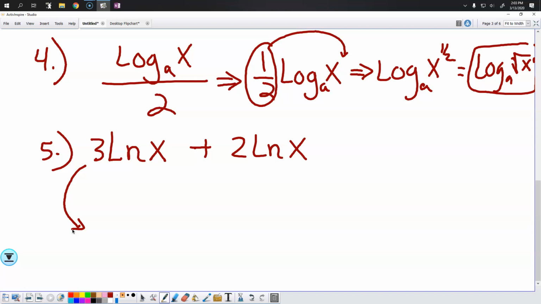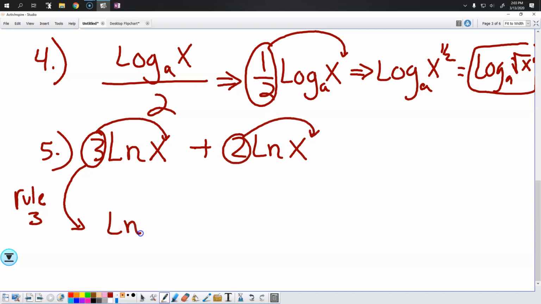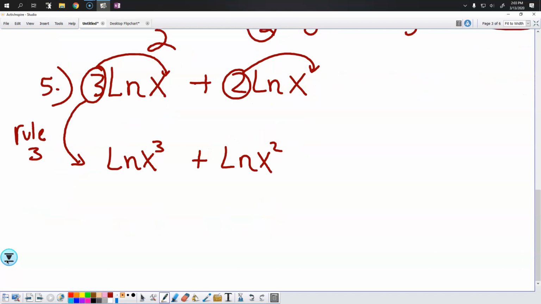It's the first and the third. All right. So we have Rule 3 there, right? And according to Rule 3, we're going to take these and make them exponents, right? And now we can do Rule 1. So if I did Rule 1, it would be ln of what?